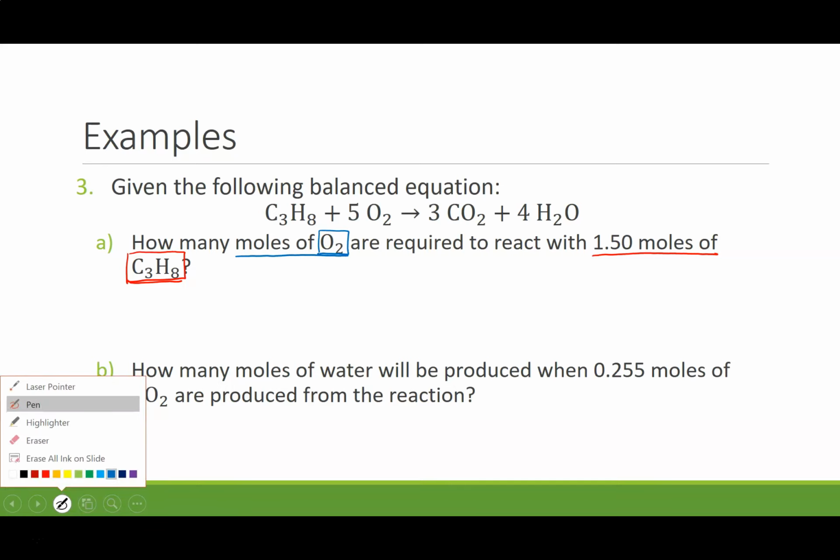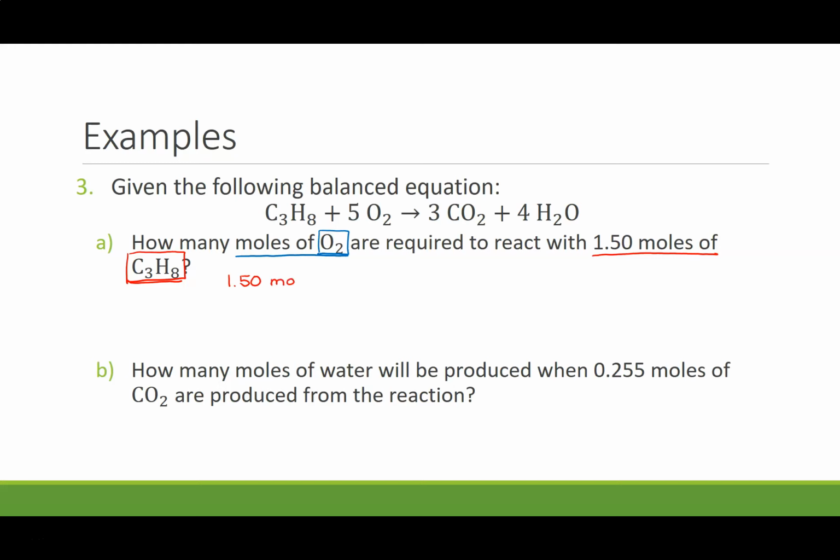The second step is to write a balanced chemical equation. Well, in this case, the equation is already written and balanced for us, so we can skip this step. The next step is to convert the given to moles. Our given is already in moles, so I can skip this step also. The next step is to convert the moles of the given to moles of the unknown using the mole ratio.